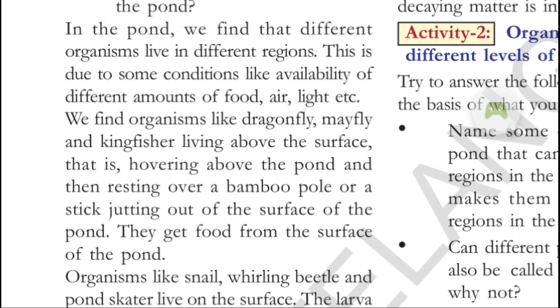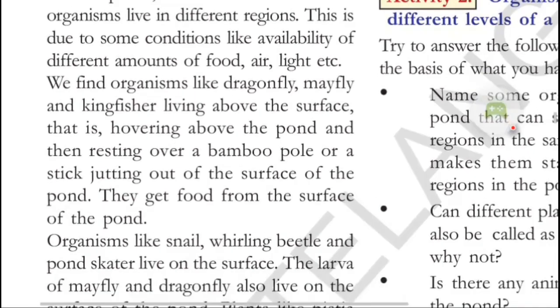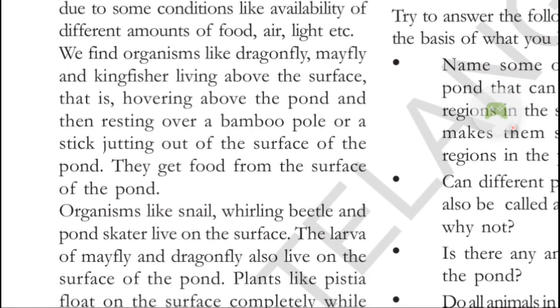In the pond, we find different organisms living in different regions. This is due to conditions like the availability of different amounts of food, air, light, etc. We find organisms like dragonfly, mayfly, and kingfisher living above the surface, that is, hovering above the pond and then resting over a bamboo pole or stick jutting out of the surface of the pond. Got it, students?